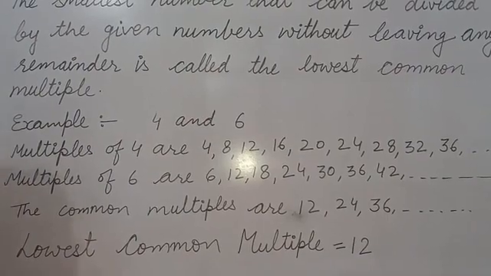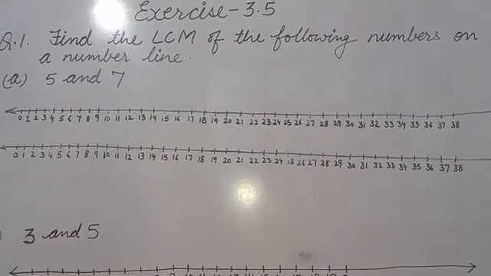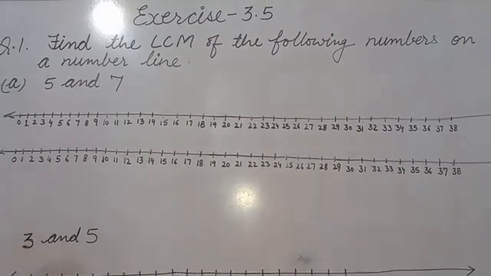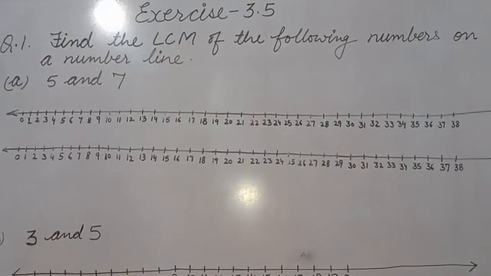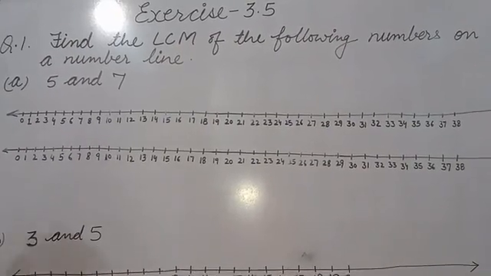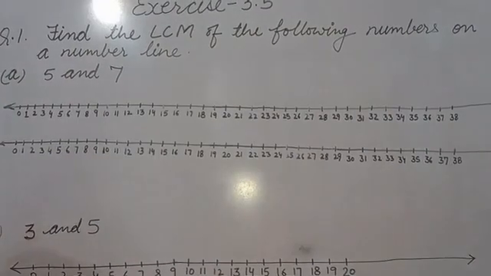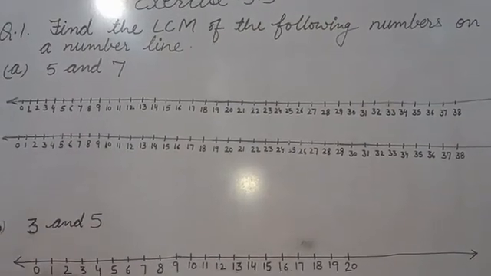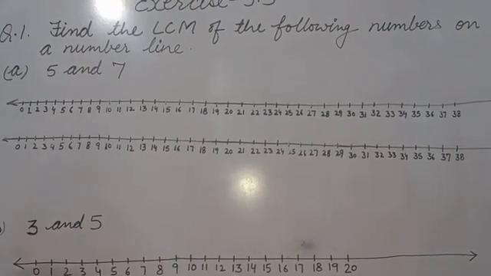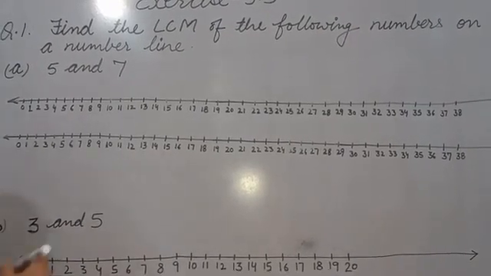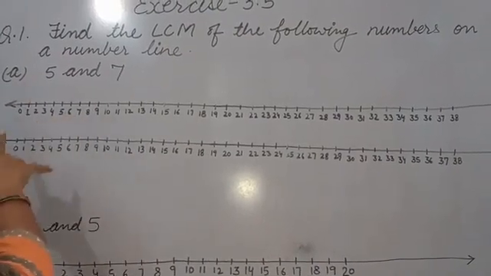Okay, let me start our exercise. Now exercise 3.5, question number 1. Find the LCM of the following numbers on a number line. You have to find the LCM of the numbers on a number line, which means you should show their multiples on a number line. So for that, firstly you should make a number line. The given pair is 5 and 7. So for 5 and 7 you should make the number line.